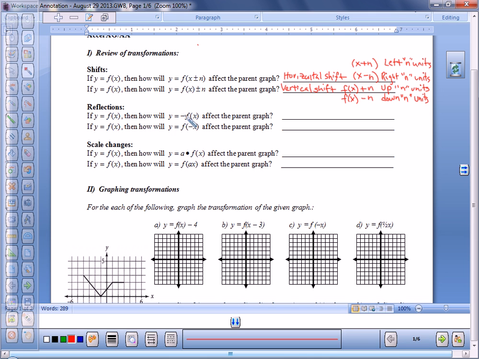All right, just looking at this, this negative is out in front of the entire function. Well, if we think of f of x being the y value, doesn't this look like it changes the y's to the opposite? And if we change the y to the opposite, the point (1, 2) would go to the point (1, negative 2). What does that reflect it over? Good. This is a reflection over the x-axis.